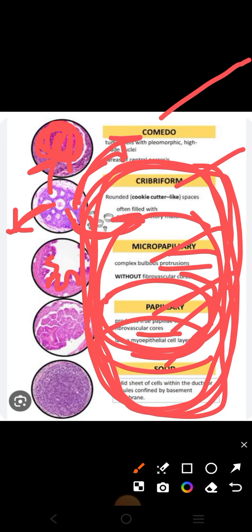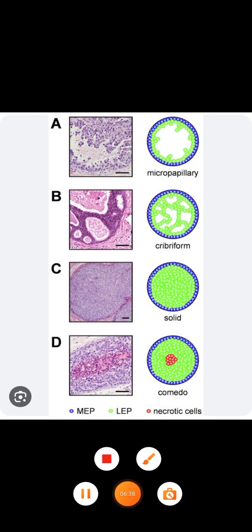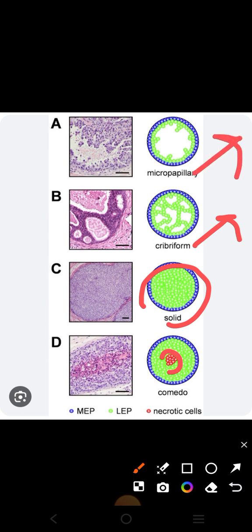In solid type, there are solid sheets of cells within the ducts or lobules, but they are confined to their membranes. Again, you can see here that this is the comedo type with central necrosis, this is the solid type, and this is the cribriform type, where cookie cutter like spaces or sieve like spaces or pores can be present. Here, in layman language, micropapilla can be seen, but these papilla are without fibrovascular core.